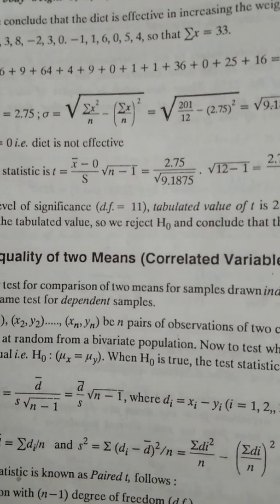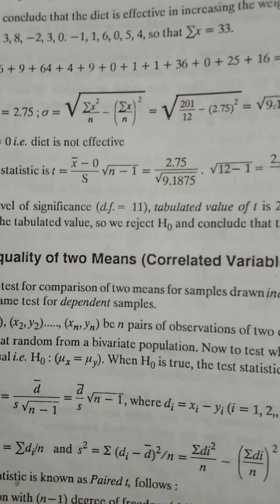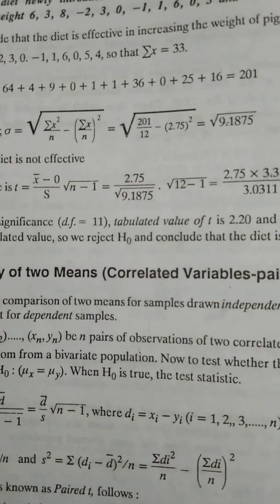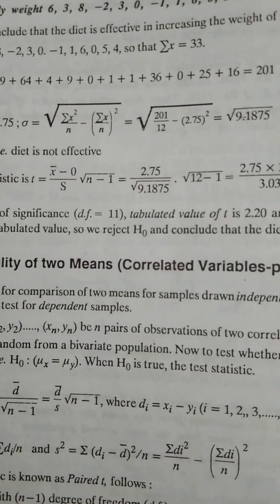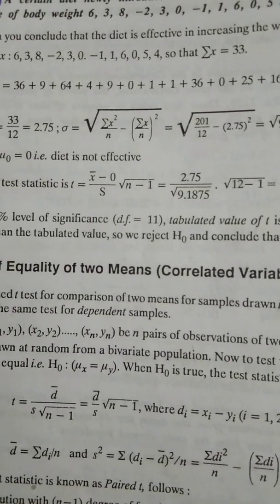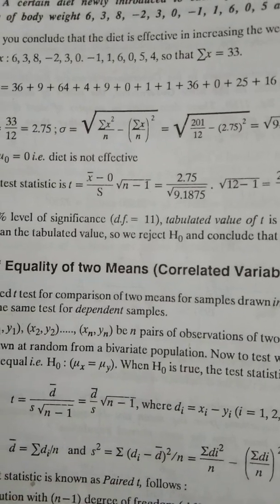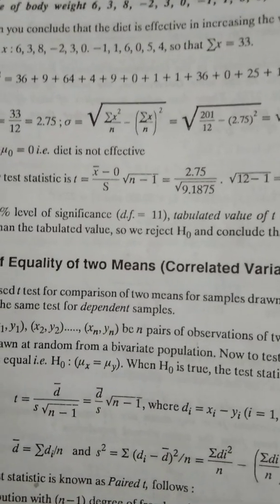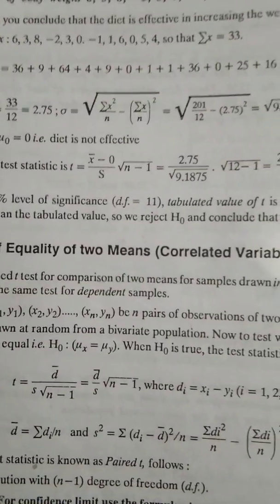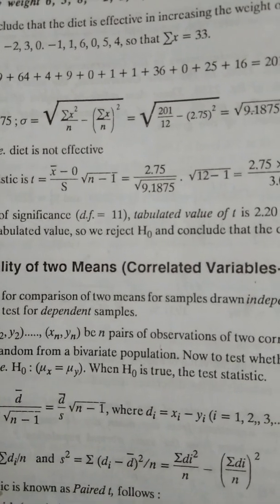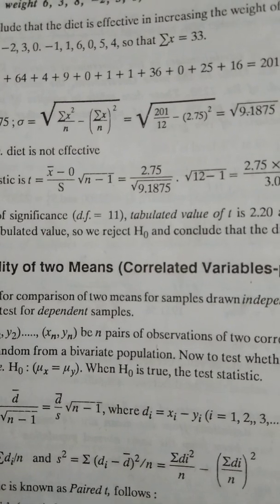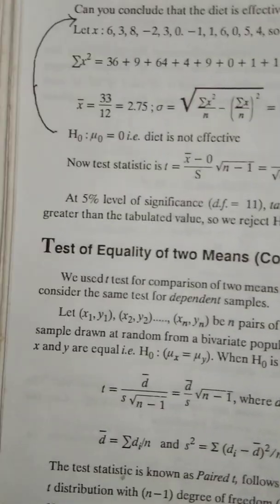There is no use to write minus 0, straight away you can write x bar by s into root over n minus 1. x bar is 2.75, and what is s? We have already calculated, that is the estimated standard deviation. In the above case where we have written the SD sign as sigma, better you can write it as s. Then what is the formula? x bar by s into root over n minus 1. 2.75 is x bar we have calculated.